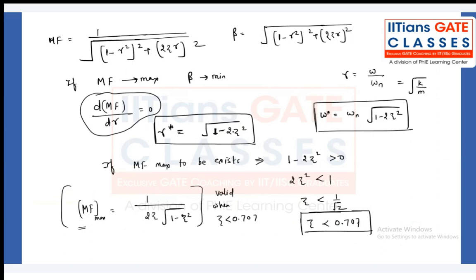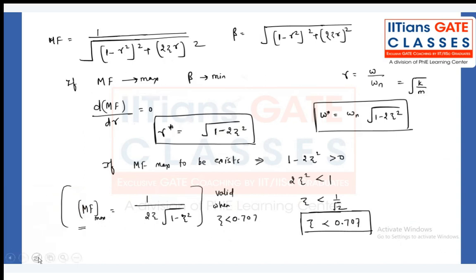If the maximum value of the magnification factor needs to exist, then 1 minus 2 zeta square has to be a positive number because we don't want that value to be a complex number. So 2 zeta square should be less than 1. Zeta must be less than 1 upon root 2. Zeta must be less than what? 0.707. So the maximum value of the magnification factor, if you put R star over here, you are going to get the maximum magnification factor, and it is only valid for zeta less than 0.707.